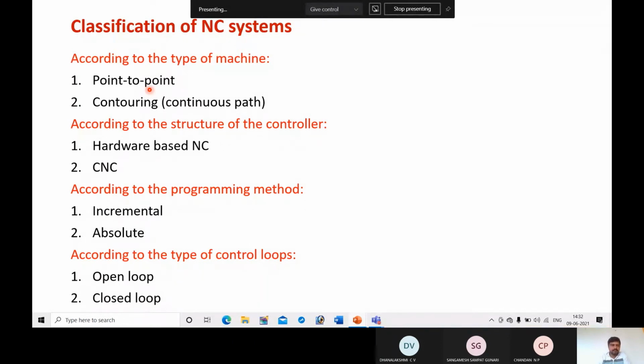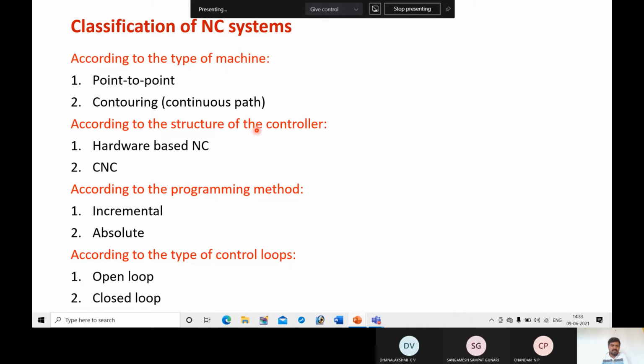Classification of NC systems. There are different criteria for classifying NC systems, that is numerical control systems. One is based on the type of machine. It is based on whether we need to regulate movement of the tool, whether we are concerned about the path of the tool or not. Based on that, we have two types: point to point and contouring system. In point to point, we are worried about only the destination, whereas in contouring, we are concerned about the path in which the cutting tool travels.